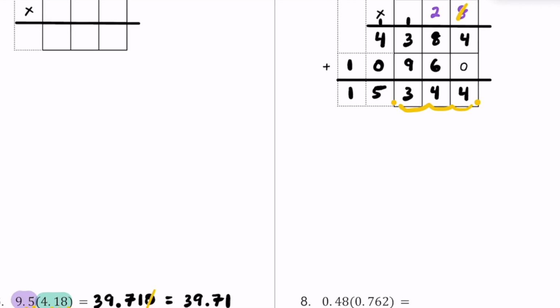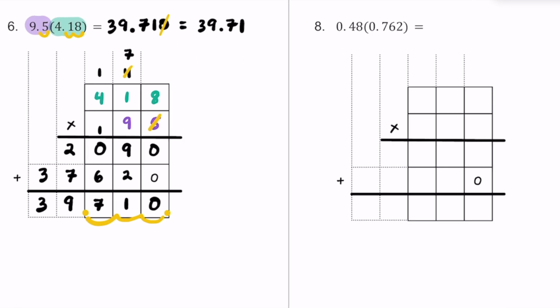All right, final problem here. We have number 8. For number 8, we have 48 hundredths, and we're going to go ahead and multiply this by 762 thousandths. Now, this 762 thousandths, ignoring that 0 in front, looks like we have 3 digits. So let's think about that as 762. And then if we go ahead and take a look at our 48 hundredths, that has 2 digits. Again, you could ignore that 0 in front, so that's going to be 48. All right, we'll worry about those decimals in a little bit.